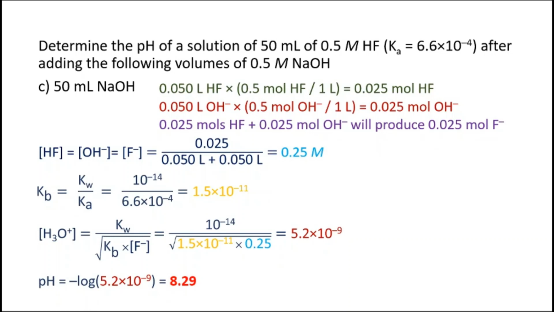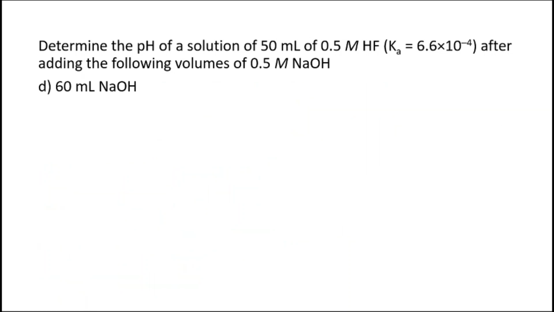So the last step we're going to be looking at is if we add 60 milliliters of sodium hydroxide to our 50 milliliters of HF. One thing you should notice here is if the last step was the equivalence point, that means this step, which is above that volume of sodium hydroxide, now we're passing over that neutral area, and now we're looking at more base than acid we had available.